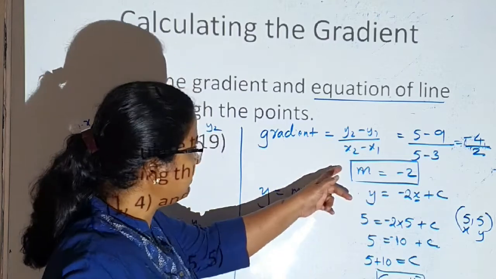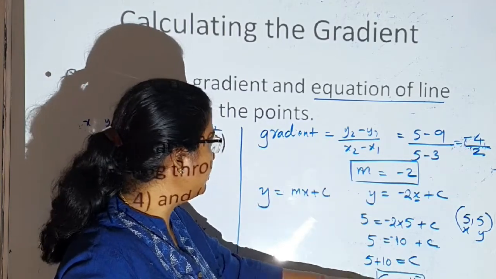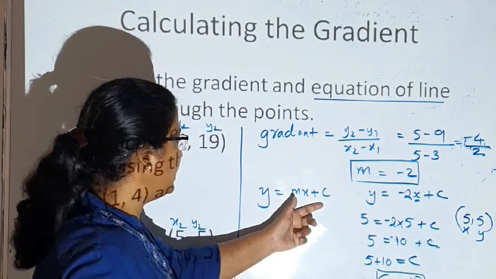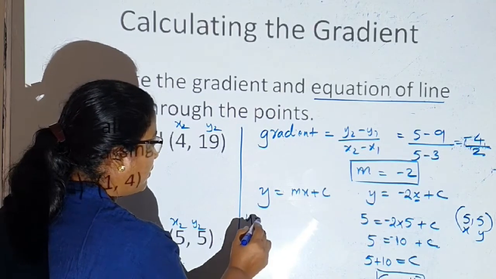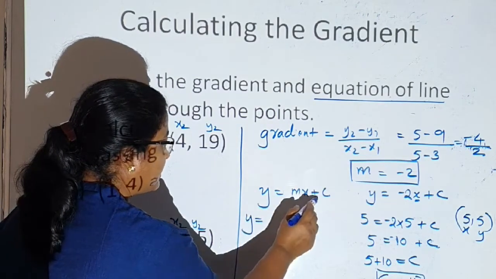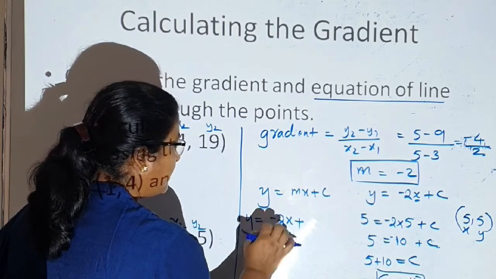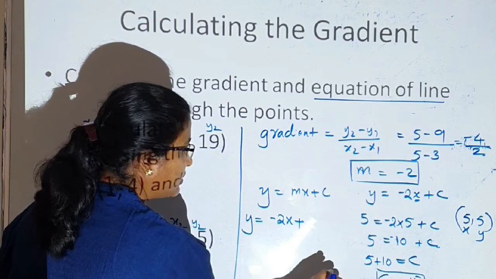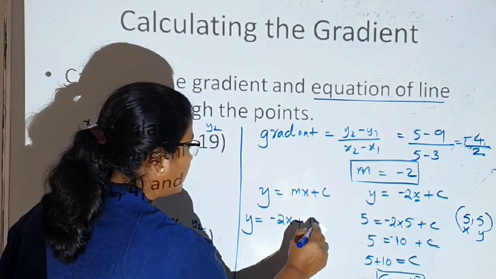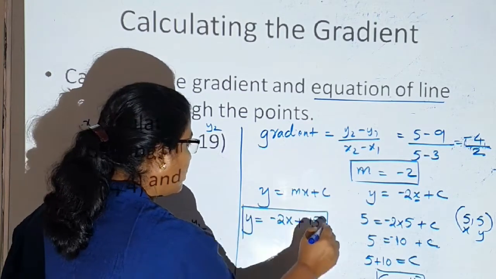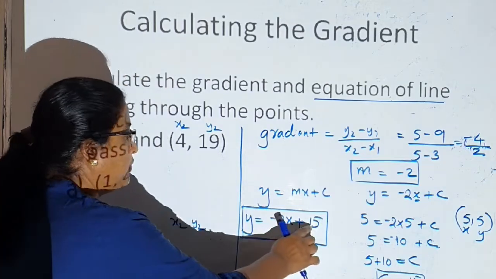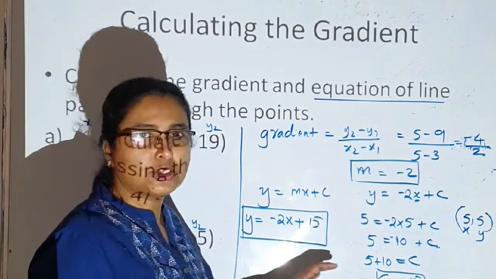We got the value of m, we got the value of c. What do we have to do? Substitute in the equation. What's the equation here? y equals mx plus c, that means y equals negative 2x plus 15, since the c value is positive 15. So this is the equation of the line. To find the equation of the line, I hope you understood now.